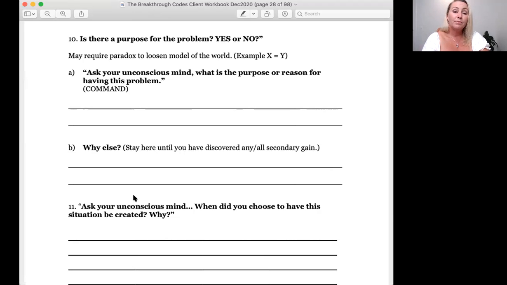So if the problem was something pretty fucked up and you're saying that it's about protection, does X fucked up equal keep you safe? But it's protecting you, but it's actually not keeping you safe. Right? Can you see that? So that's an example of how you may need to loosen someone's model of the world.